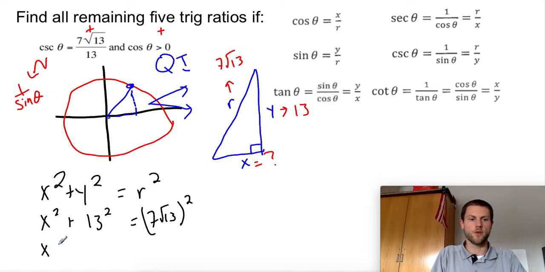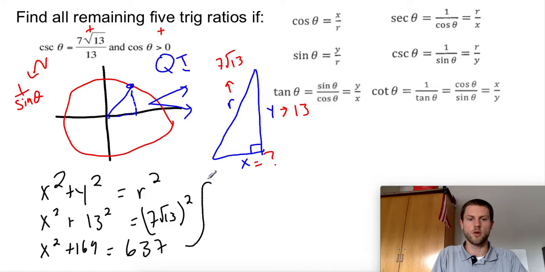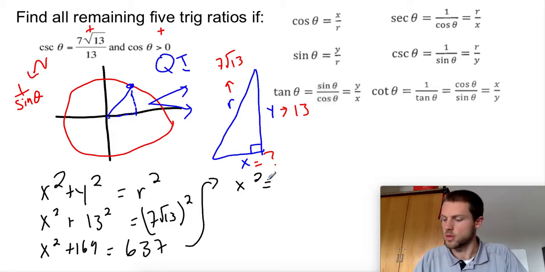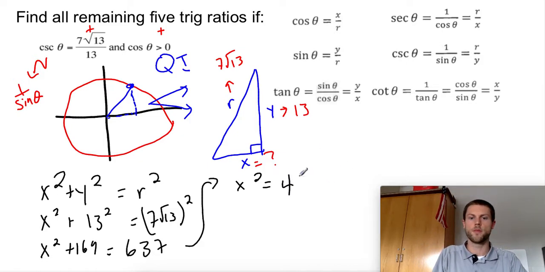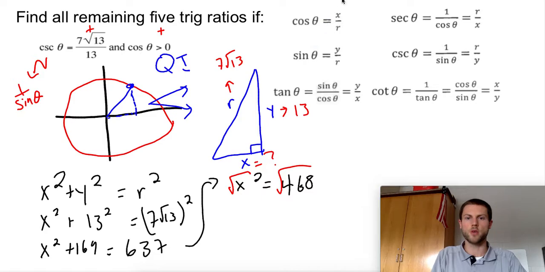Let's go one step further. x squared plus 169 is going to equal, I did do the math for this one already, 637. That would be 49 times 13. Let's keep going up here. If I subtract 169 from both sides, I should get x squared equals 637 minus 169, which is 468.